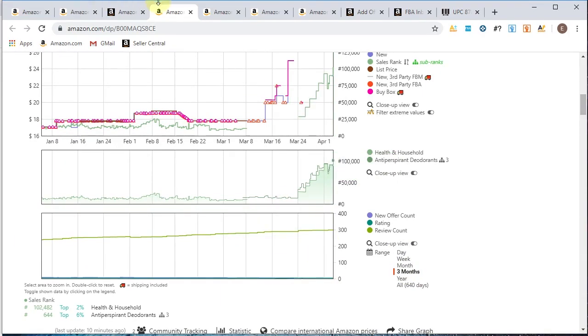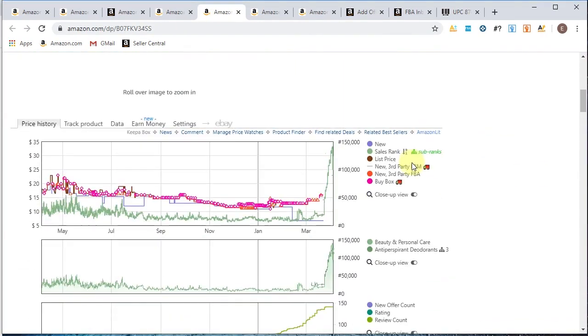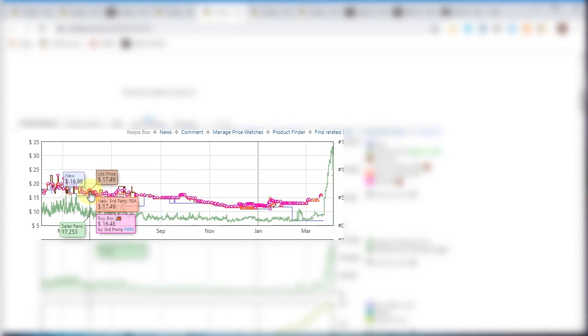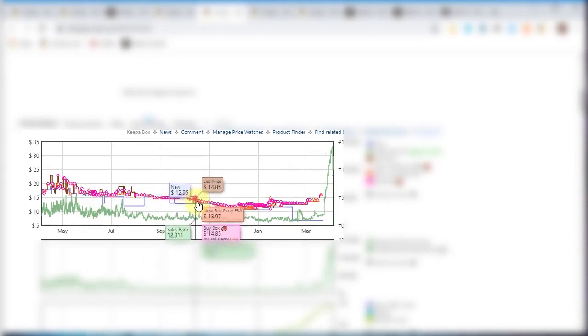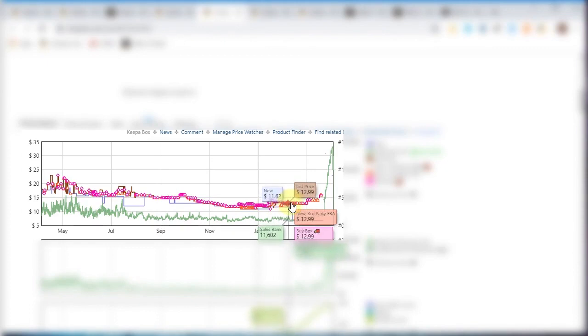Now, this other product we're going to look at is this Mitchum 3-pack. And so right away, what stands out to me is it has a low dip here. Right, so you can see we're probably making some money here. It's a 3-pack, so $17.49, we're probably making some money. But then consistently, the price just keeps getting lower and lower and lower. And then it gets a little higher, and then it kind of evens out at $12.99.